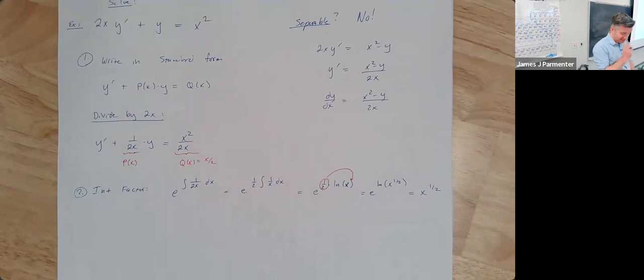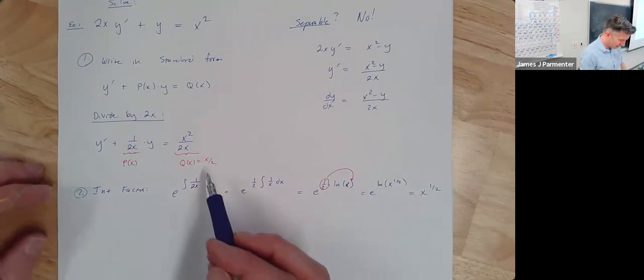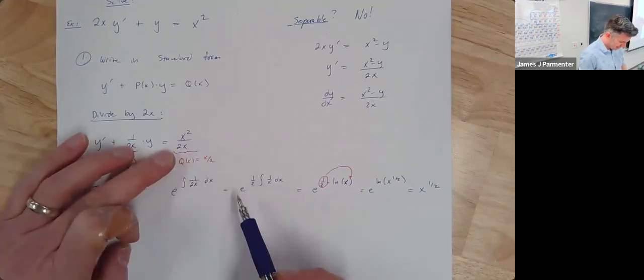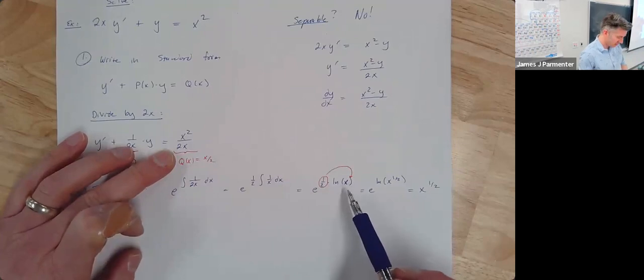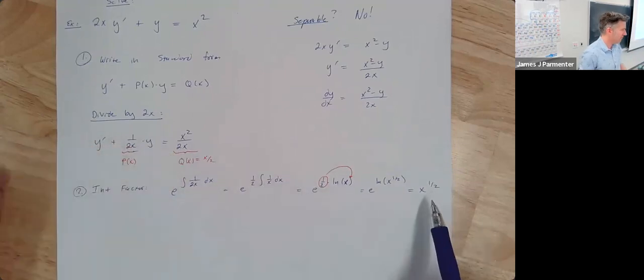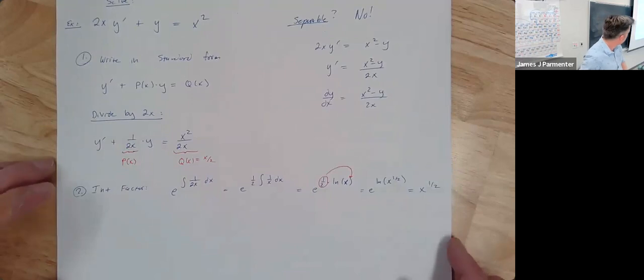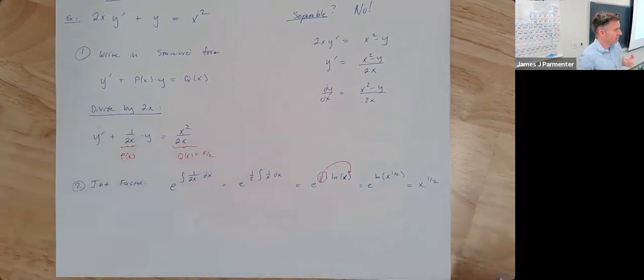It's definitely better than writing e to the 1/2 natural log of x. It's also going to make it easier to do our integration, right? I don't want to try and integrate this times e to the 1/2 natural log of x. I want to do this times x to the 1/2. That's way easier. So definitely, it's in your interest to simplify this.